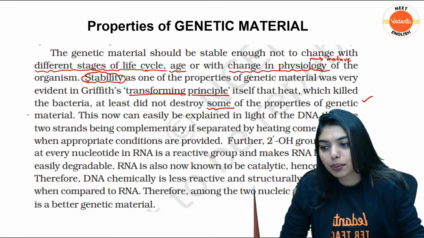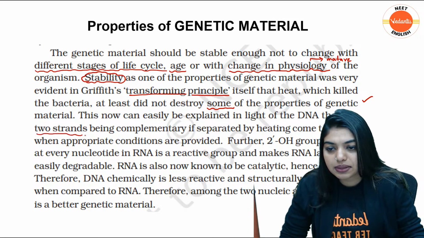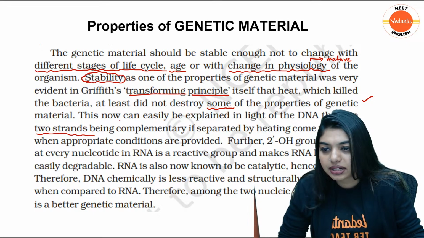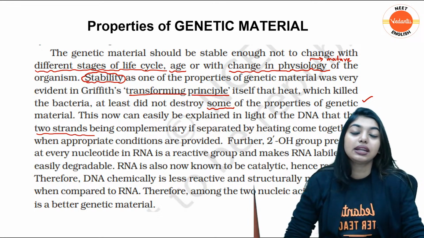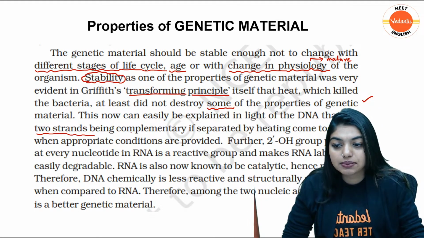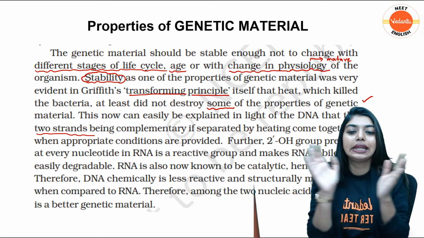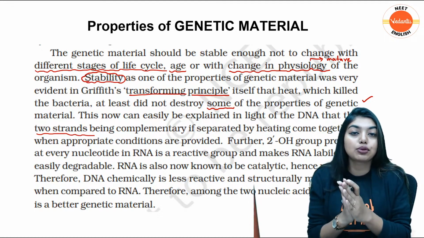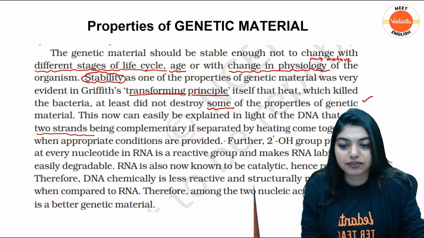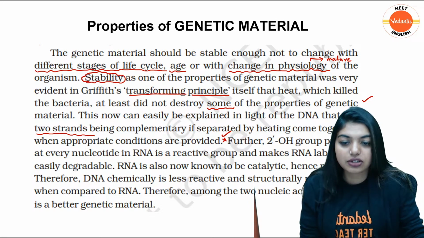Some of the properties of the genetic material, two strands being of genetic material, can now be easily explained in the light of the DNA: two strands being complementary, if separated by heating, come together when appropriate conditions are provided. Very, very important line. What are they trying to say?